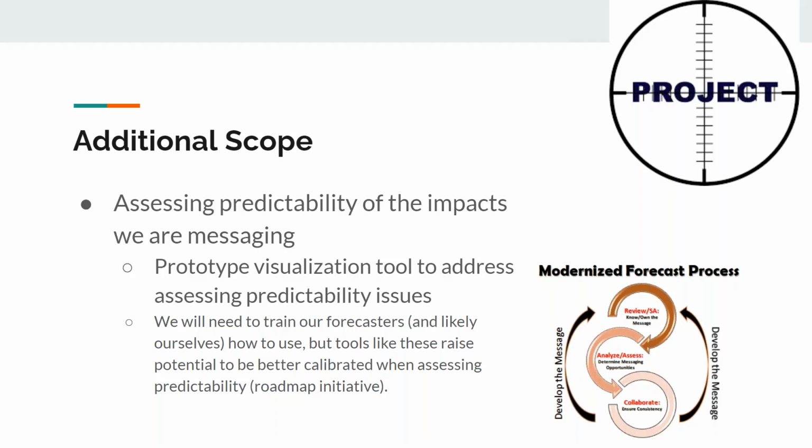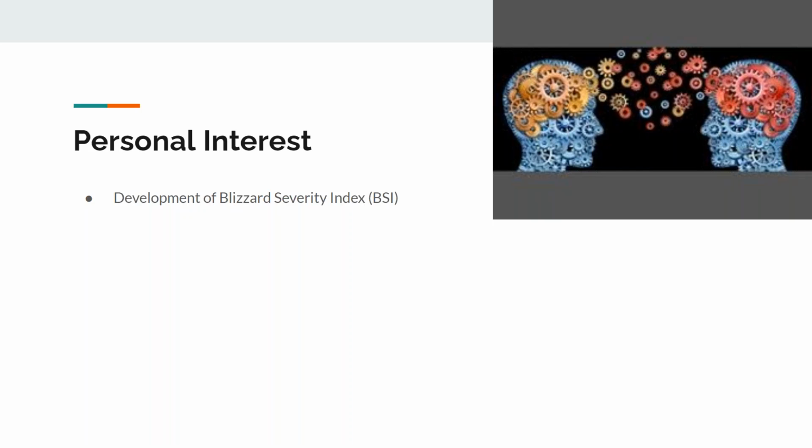But one thing that we wanted to do here is develop a prototype tool for the modernized forecast process that not only identifies messaging opportunities, but also tries to assess the predictability of those messaging opportunities, while also putting the weather in context, and like I said, considering predictability. I want to go over my personal interest just briefly before I demonstrate the website.